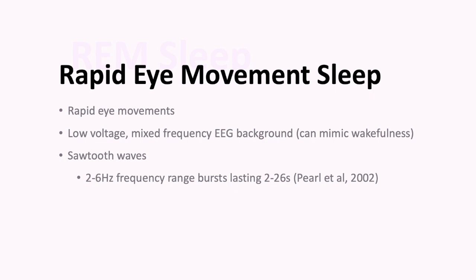Sawtooth waves are another feature which can be used to identify REM sleep. They are 2 to 6 Hz frequency range bursts with sawtooth appearance which last 2 to 26 seconds.